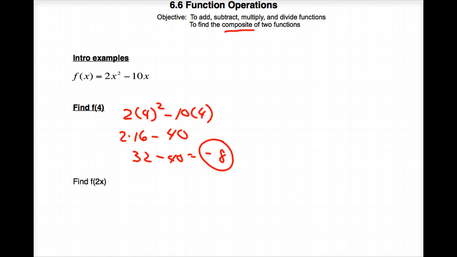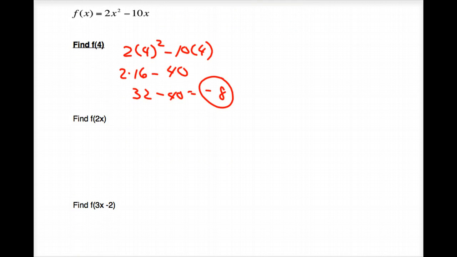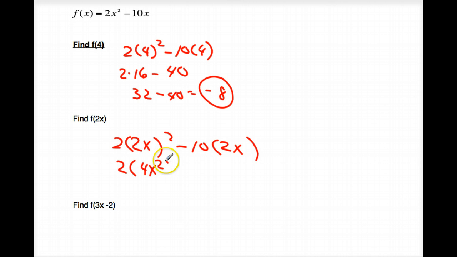It gets a little trickier with the next couple, having us plug in a polynomial versus just a number. So here I'm going to plug in 2x. So I've got parentheses, and you're plugging in 2x into those parentheses. Going to the order of operations, I do the exponent first. 2x squared is actually 4x squared, 2 times 2 is 4, x times x is x squared. And 10 times 2x is 20x. 2 times 4x squared is 8x squared. So I get 8x squared minus 20x.